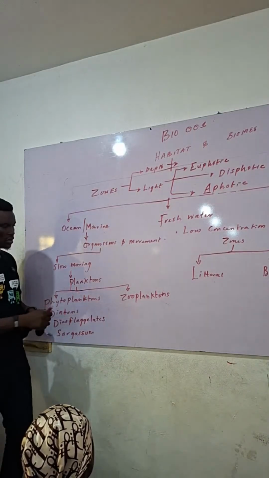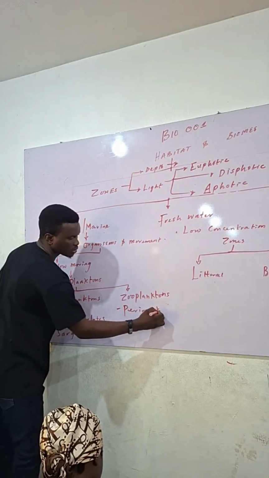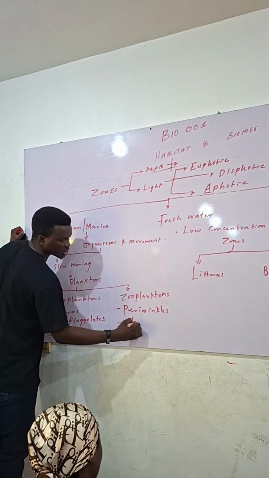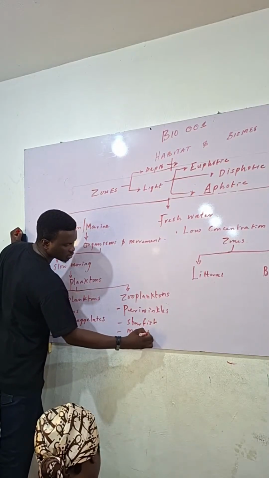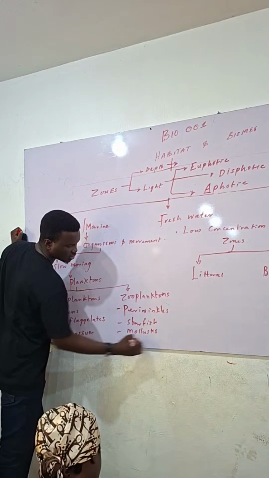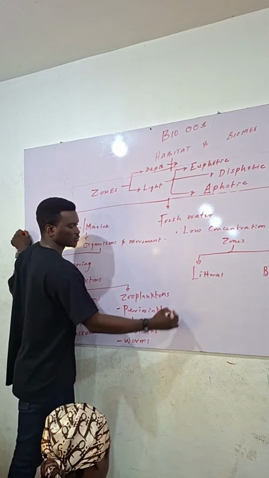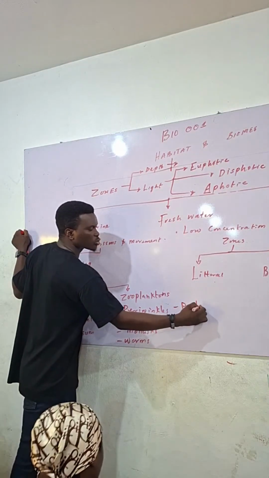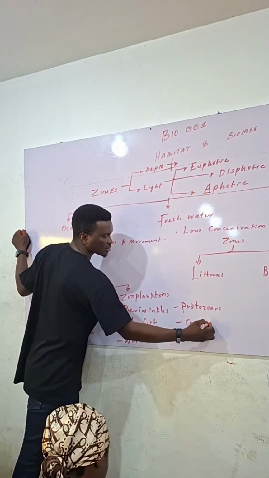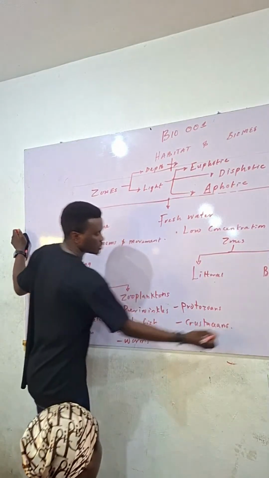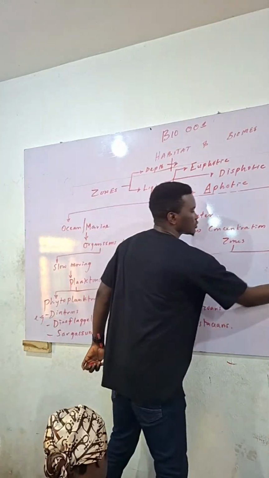So examples of zooplanktons are periwinkles, starfish, some mollusks, worms, most protozoans, you have most crustaceans. So they are said to be zooplankton. You will give me that of nectins soon.